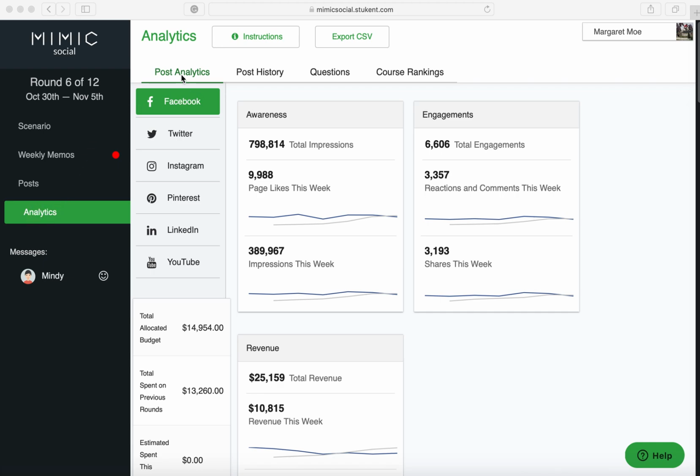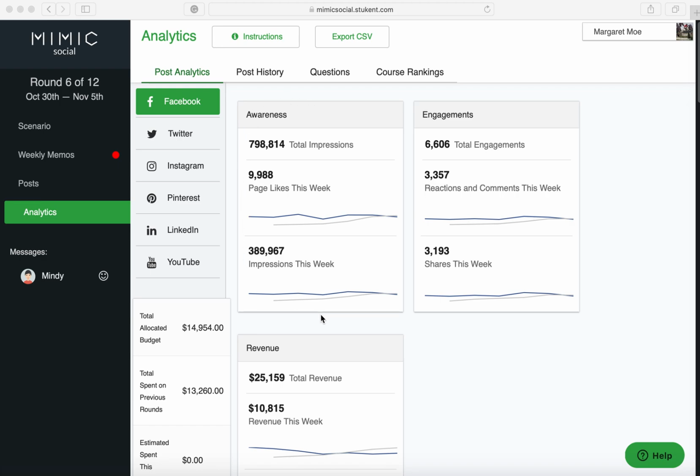You come here and you choose which platform's analytics you want to see. Right now I'm clicked on Facebook, so these are about Facebook. Now, I am further in my simulation than most of you. I am in round six, whereas as I am recording this, most of you are just about to do round two, which is your first analytics round. So recognize I'm further ahead than you are because I've been playing around with it to see if I wanted to use it for the class.